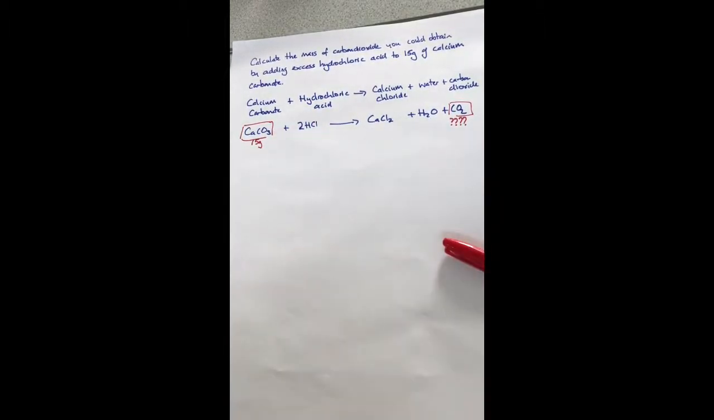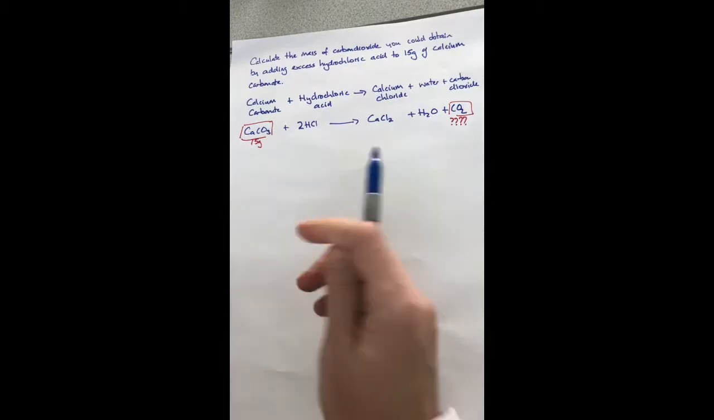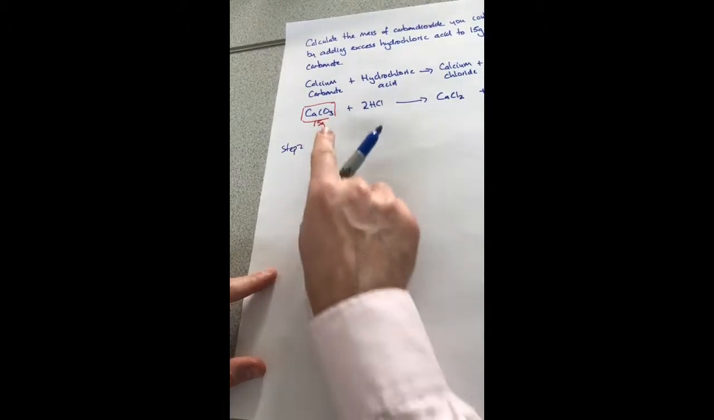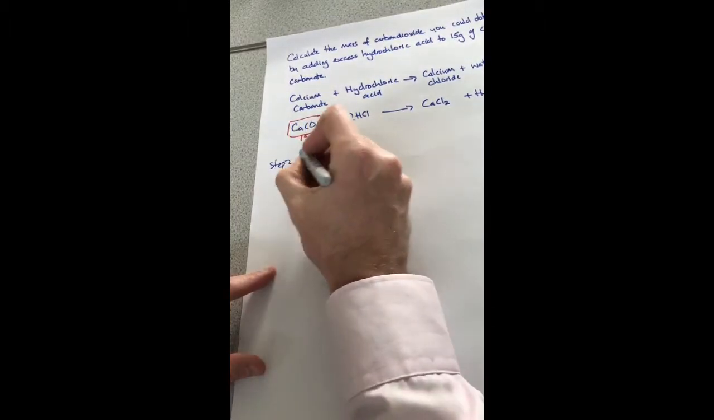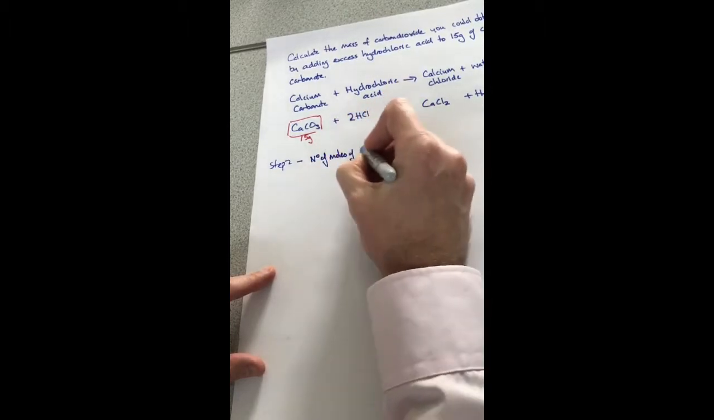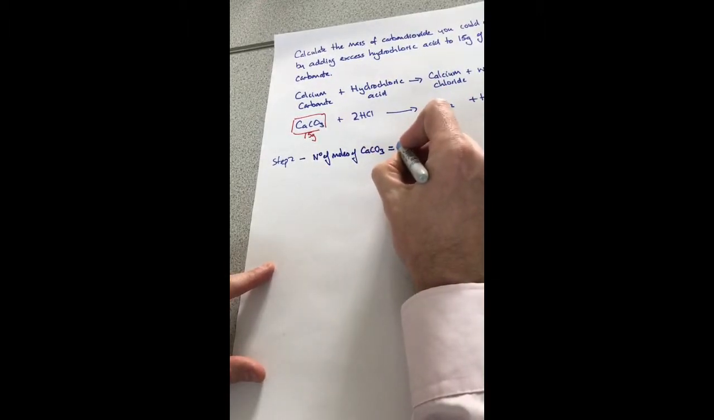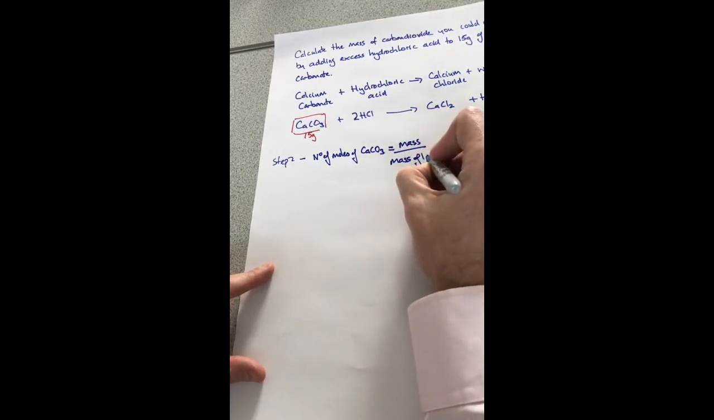Okay, so let's go through the steps. So step 1 is kind of done. We've identified the 2 things that we are interested in. Step 2 on my list now is I'm going to work out for the calcium carbonate, because I know how many grams I've got, I'm going to convert the grams into a number of moles. So to do that, I'm going to write down here number of moles of calcium carbonate. A number of moles is equal to the mass divided by the mass of 1 mole.